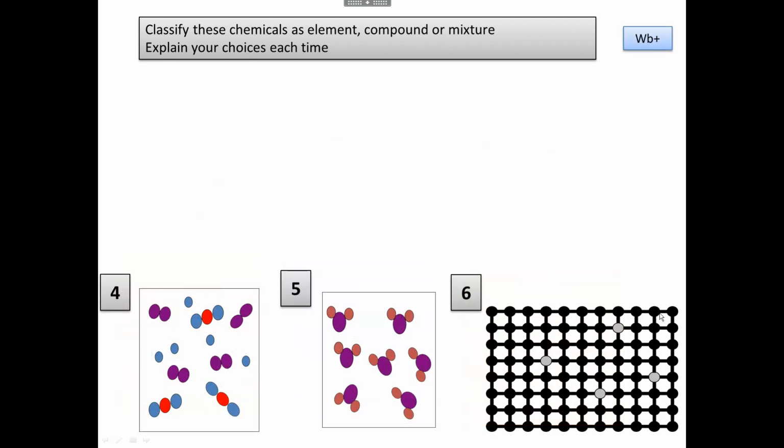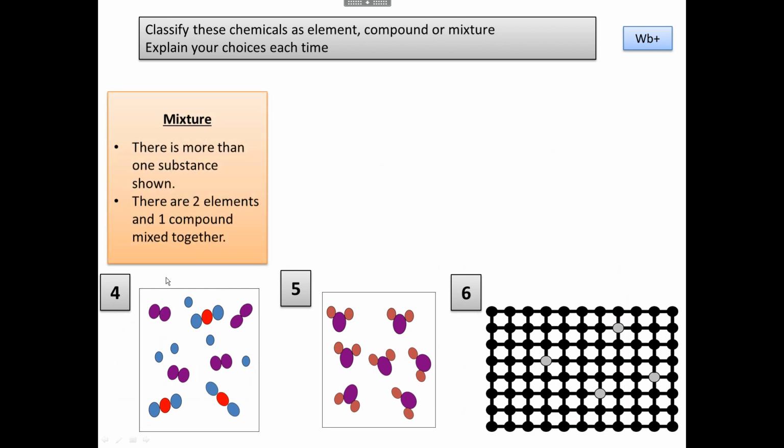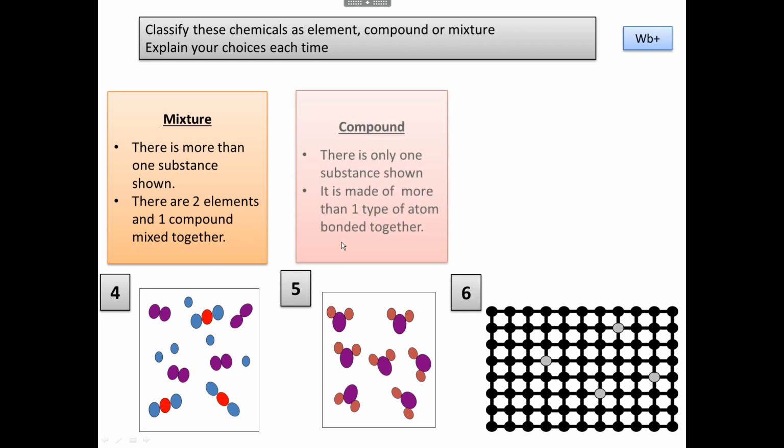And here we go. Number 4 is a mixture. There's a compound, an element, and another element. So a mixture of one compound and 2 different elements. And number 5 is a compound made of more than one type of atom bonded together.